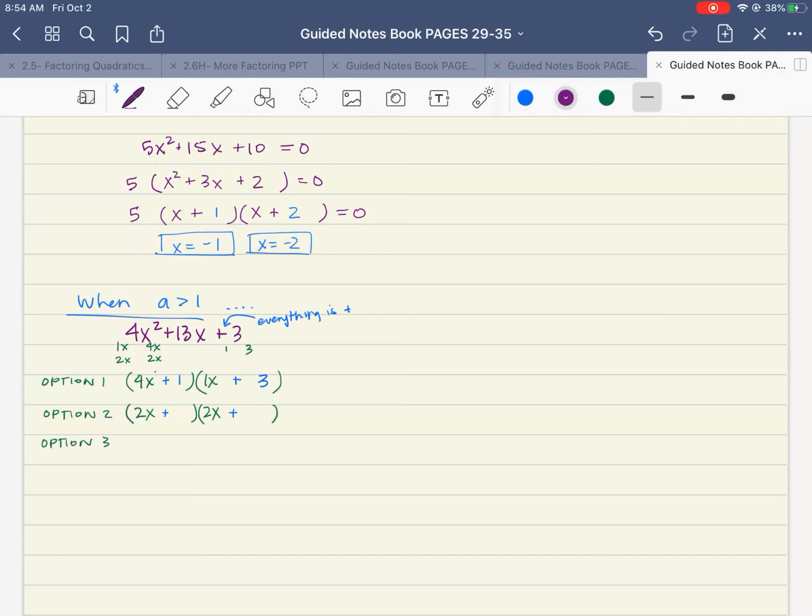Notice on this first example, though, if I start to FOIL this, and I multiply here, I get 4x squared. That's exactly what I want to get. I also get a positive 3. So the question is, what is the difference between these options? And the difference comes when you're looking at the outside and inside with our FOIL. So notice when I multiply the 4x times the 3, and I'm going to put a little O over here, the outside, when I multiply it, is 12x. Then I multiply the inside, so 1 times 1x. When I multiply that inside, I get 1x.